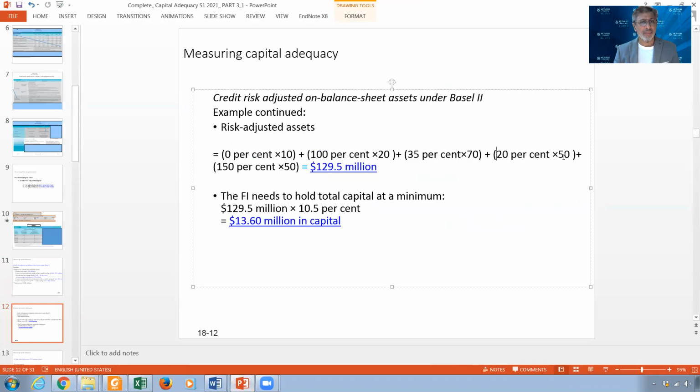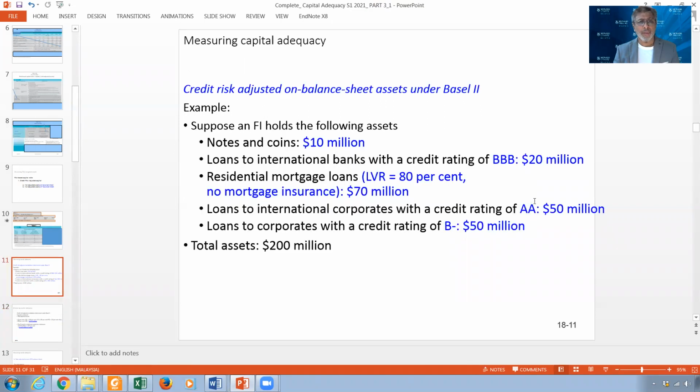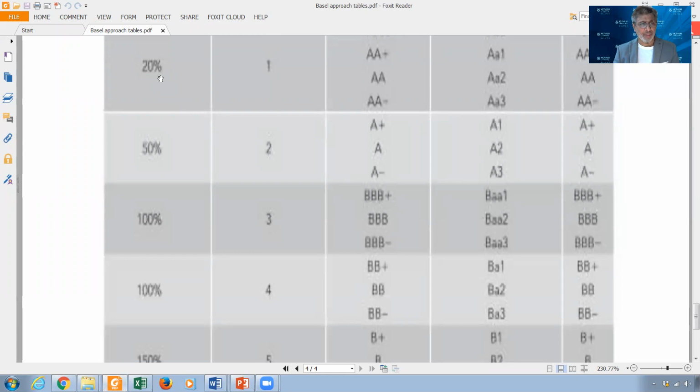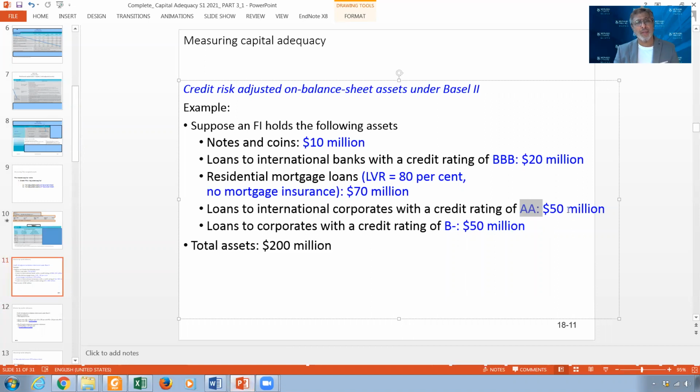20% times 50. So this is actually a triple A. This is a triple A. And the triple A, as I told you, according to the table, it's 20%. So it's very clear now that we are using the rating from table 5. And then we have loans to corporates with credit of B minus of 50.